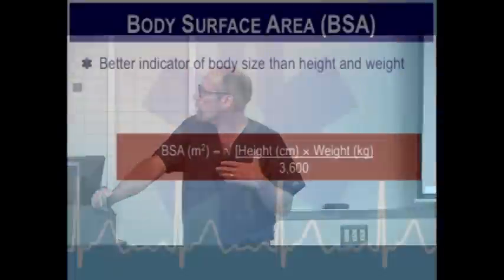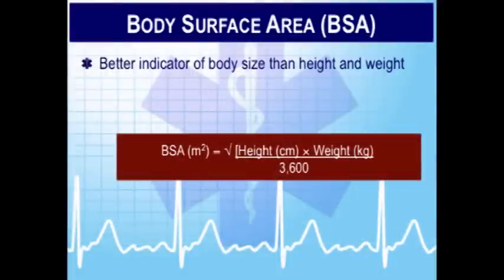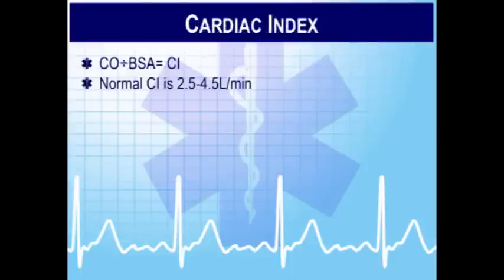8 liters per minute in me is probably not enough for somebody who's 6'4" and 300 pounds. So having cardiac output in liters per minute can be very misleading. It does not tell us what's appropriate for the patient. So what we generally do is take the patient's body surface area and divide the cardiac output by the body surface area and get what's called a cardiac index. Now I have a cardiac output value that's stratified for the patient's body type.